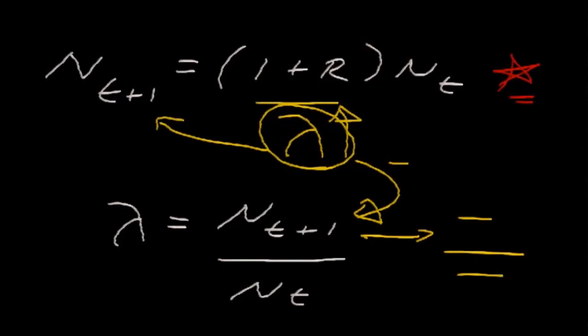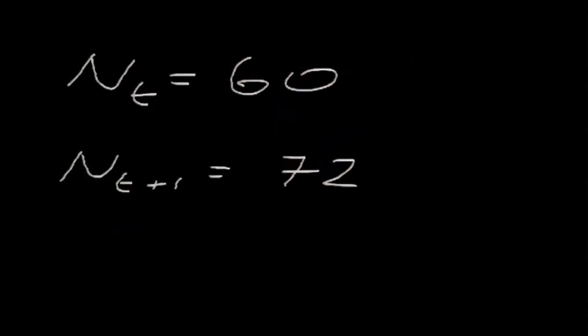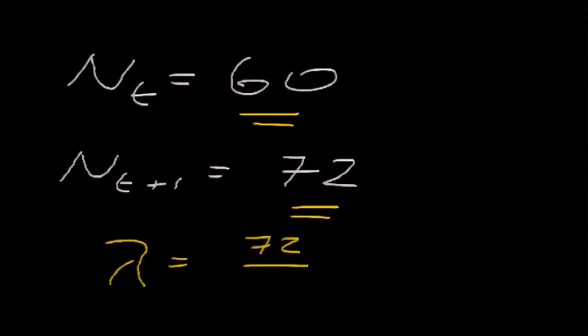So let's put some numbers to that. Let's say that our current population is 60, and we know next year that our population increases to 72. So the question is, what is our lambda value here? What's our growth rate for this population? Well, it's simply 72, our population one time step ahead, divided by our current population. And if I've done the math correctly, that should be a value of 1.2.